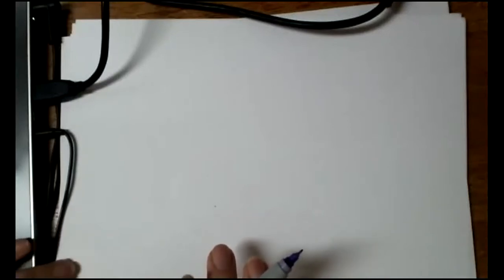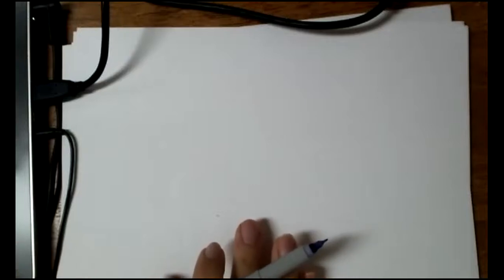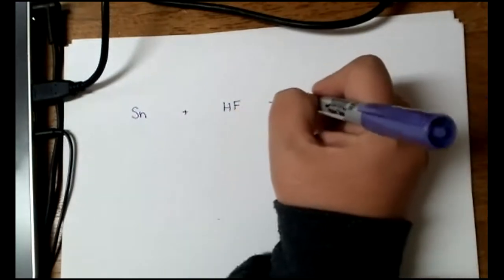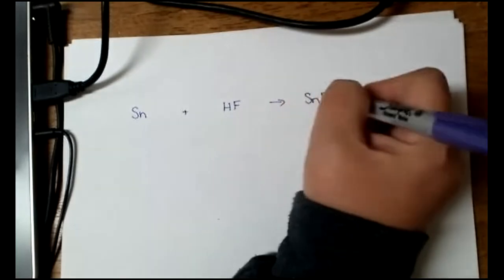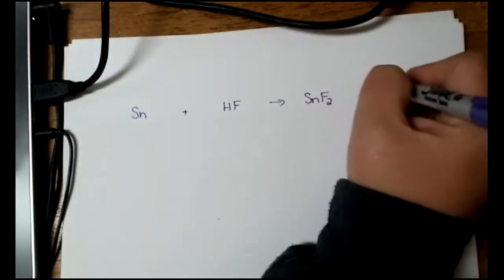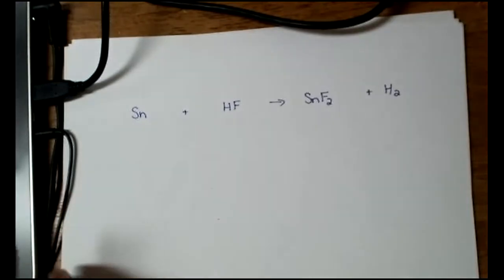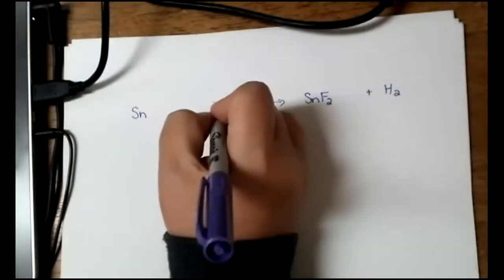All right, so tin(II) fluoride is something that we see a lot in toothpaste. And in order for us to make tin(II) fluoride, we have to use the following reaction. So we're going to use tin plus hydrofluoric acid to produce tin(II) fluoride and then hydrogen as a byproduct. Okay, so go ahead and pause your video if you would like to balance this out on your own. And to balance it, we put a 2.